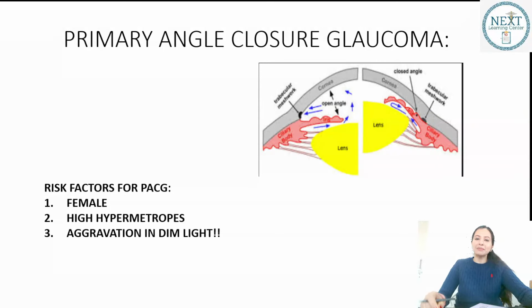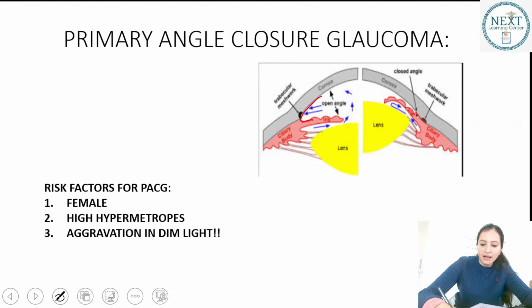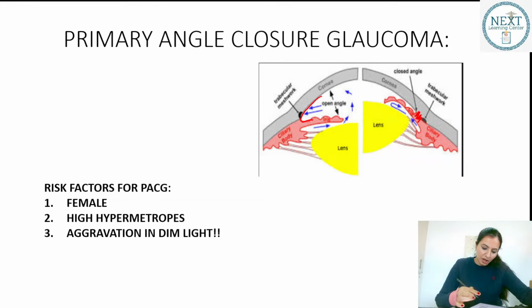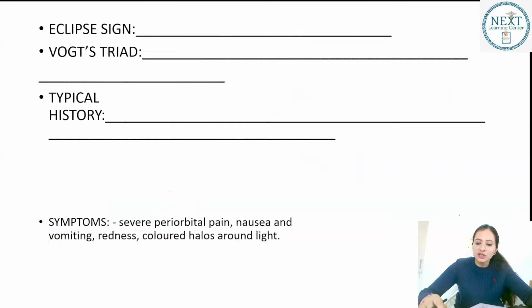Now, what is primary angle closure glaucoma? This is when your angle is open. This is open angle. In angle closure, what is happening? The anterior chamber angle that is formed by the structures is closed. Risk factors include female sex, high hypermetropia, and aggravation in dim light.